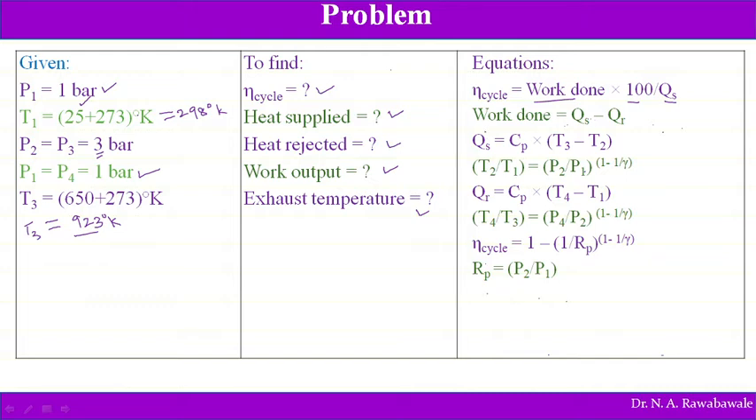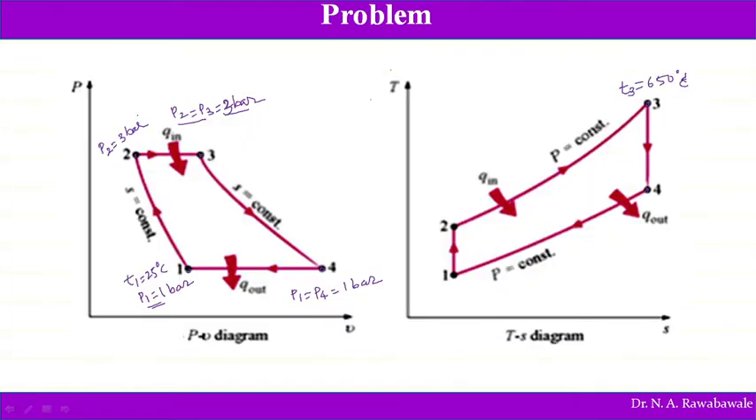So to find out heat supplied during process 2 to 3, if we see, heat is supplied during process 2 to 3, Q in. Heat supplied during a constant pressure process is given by m Cp delta T. Here m we are going to assume as 1 kg of air. Therefore, we do not consider this m.